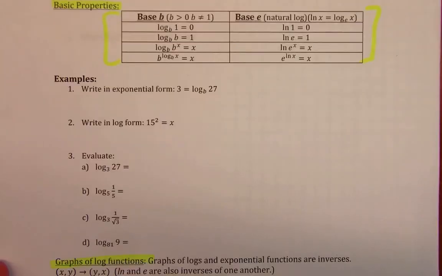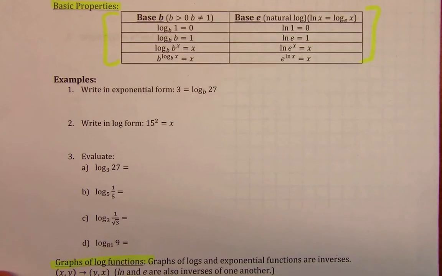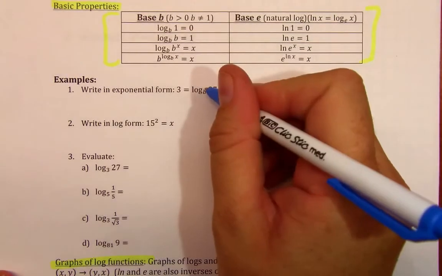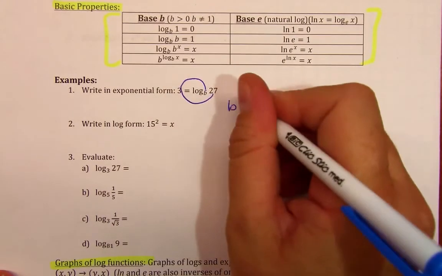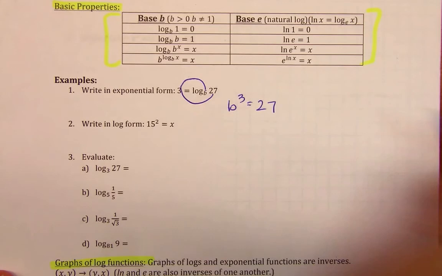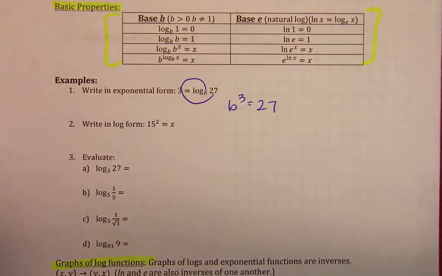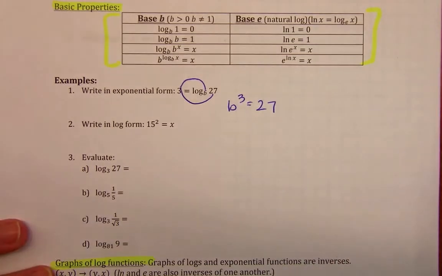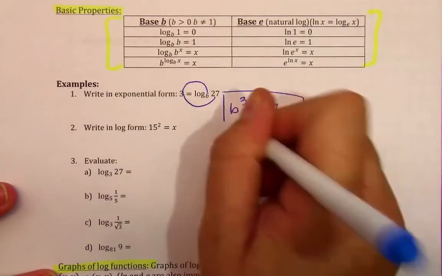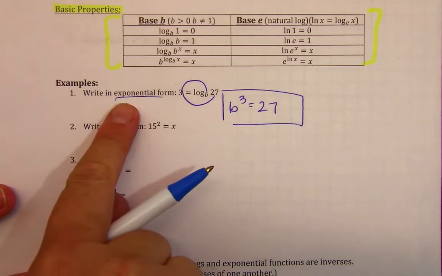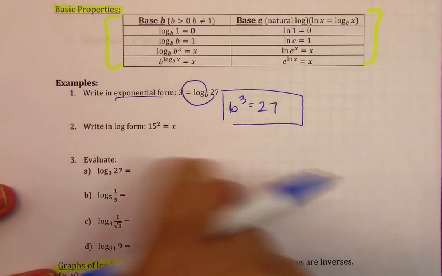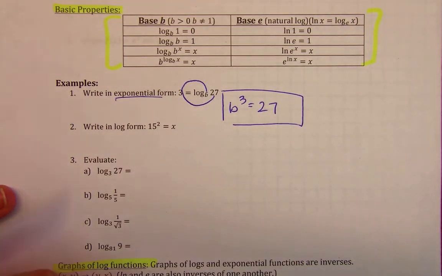So let's go ahead and work through some examples here. This first one says write in exponential form. So using the Snail rule, b to the power of 3 equals 27. Now a lot of people here are tempted to say b equals 3. That's not the answer. This is our answer. The question asked us to write it in exponential form. If that's what it's asking, this is your answer, not b equals 3.